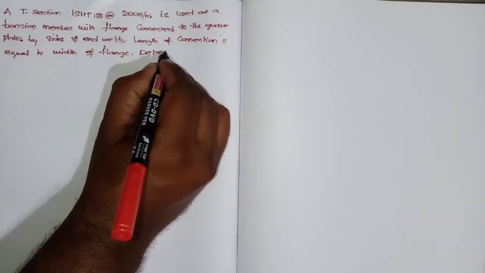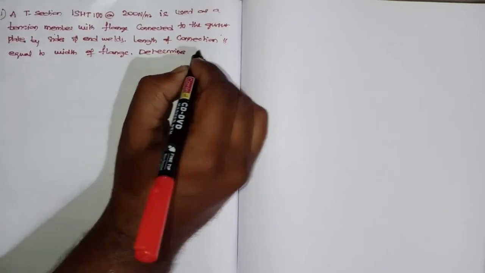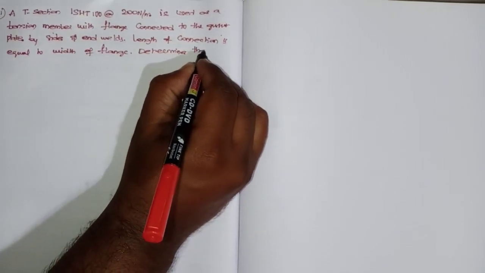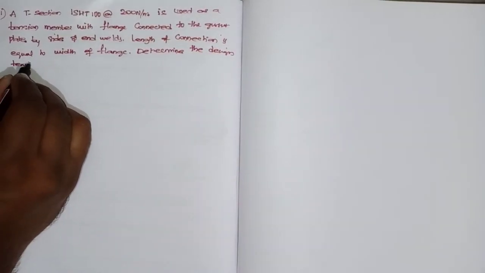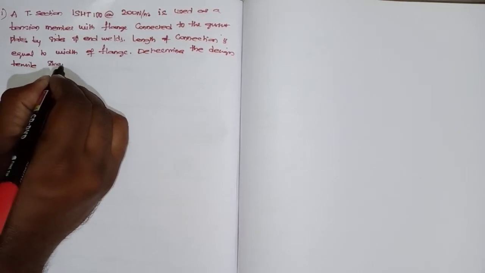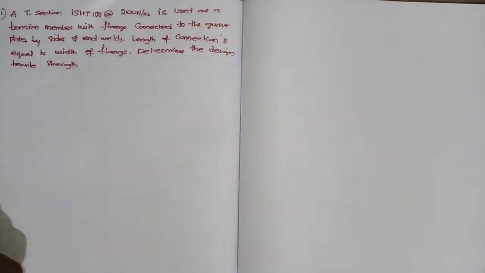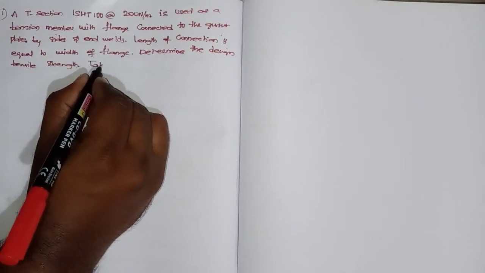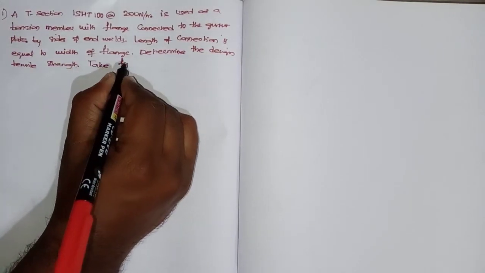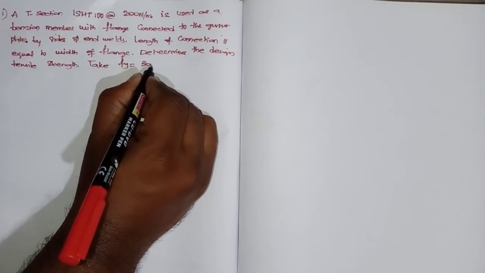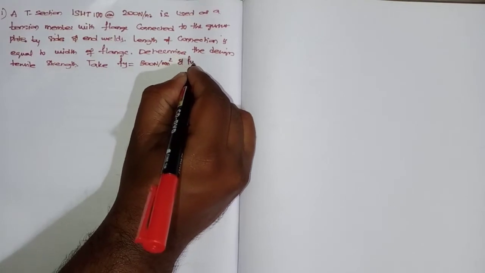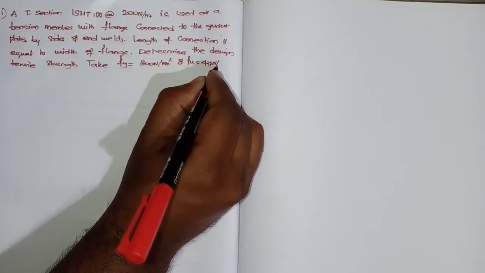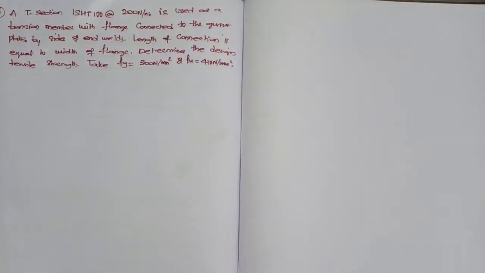Determine the design tensile strength. Take Fy as 300 Newton per mm square and Fu as 410 Newton per mm square. So this is the question.